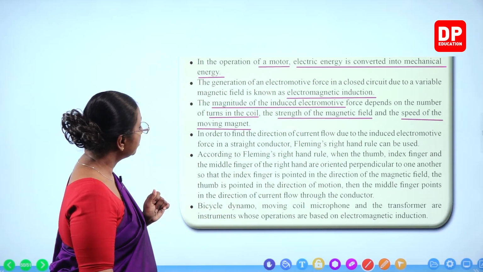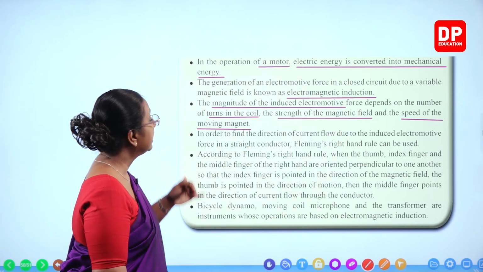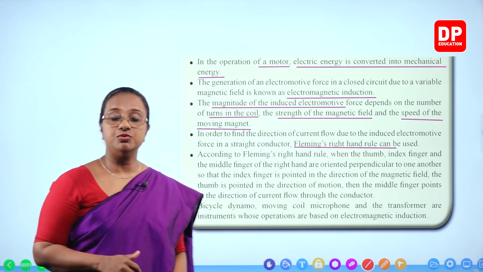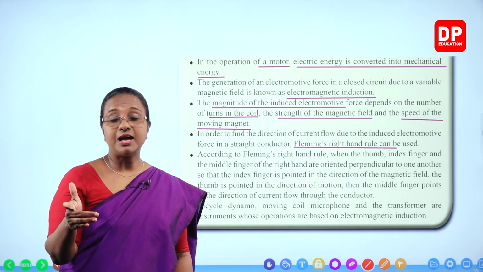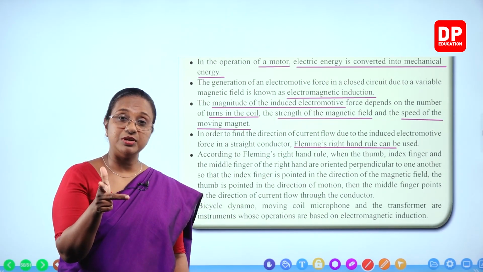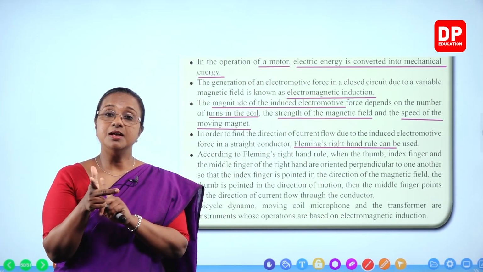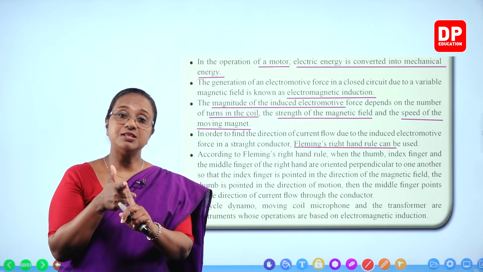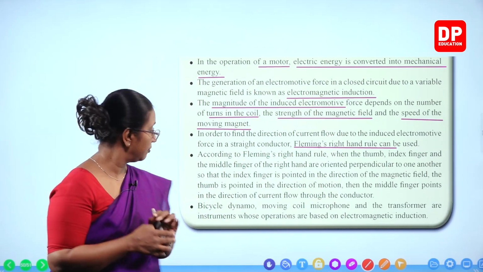Then, in order to find the direction of current flow due to the induced electromotive force in a straight conductor, Fleming's right-hand rule can be used. So, you use Fleming's right-hand rule. Here also, we use the right hand with the thumb, index finger and the middle finger held perpendicular to each other. Here also, you can remember this is the direction of the force or motion, how the conductor moves, then the index finger is the direction of the magnetic field, then you will get the direction of the current flow.